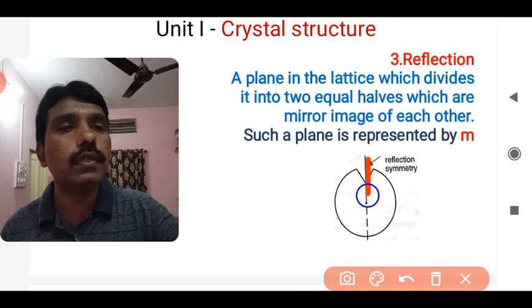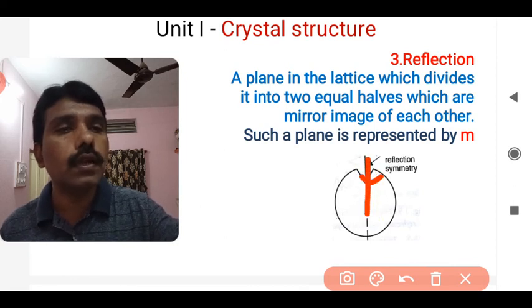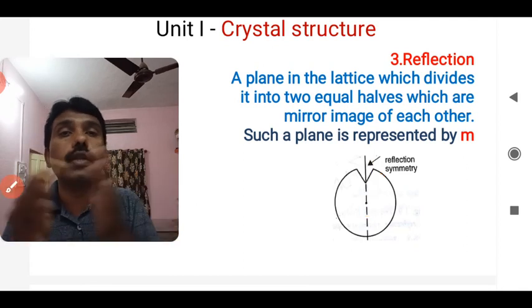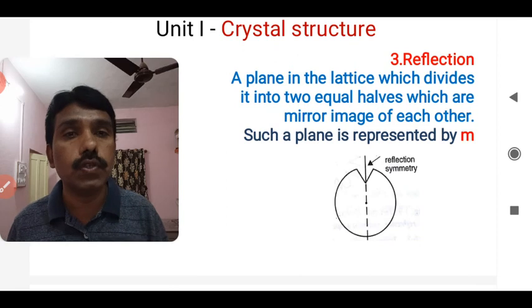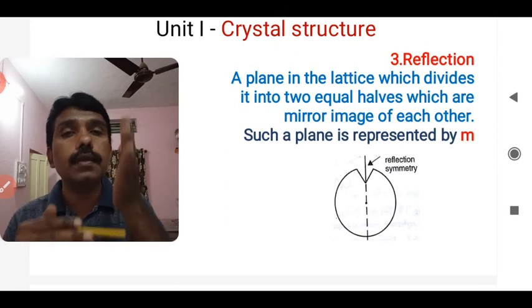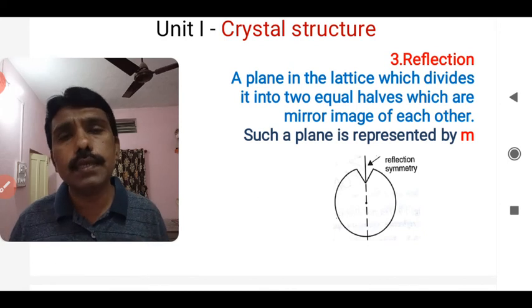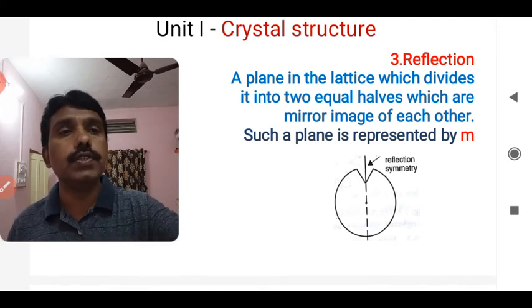If you look at this case carefully, it gives me two equal halves. That means if you look at these two halves separately, they look like mirror images of each other, and this M is representing the plane or line of symmetry, you can say. So this is the simple case of what reflection symmetry means.